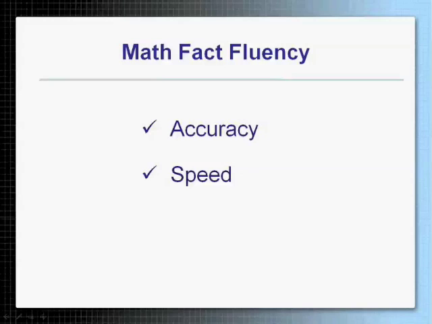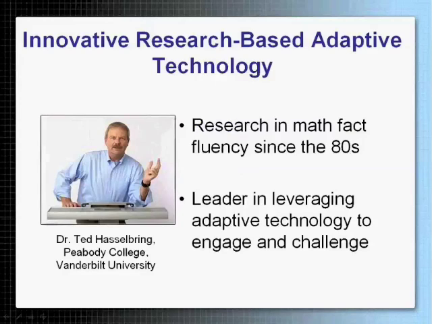Math fact fluency really is comprised of two key pieces. We want students to be accurate with their basic math facts, addition, subtraction, multiplication, and division, but we also want them to have that speed, that automaticity. So with FAST, that's what we set out to do.